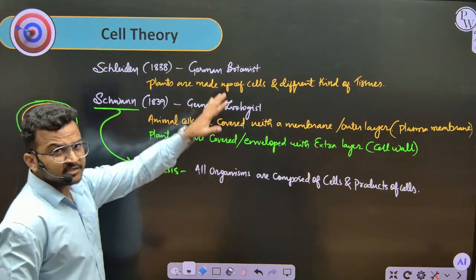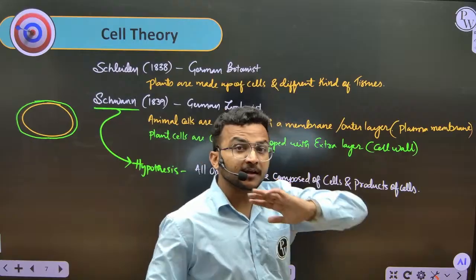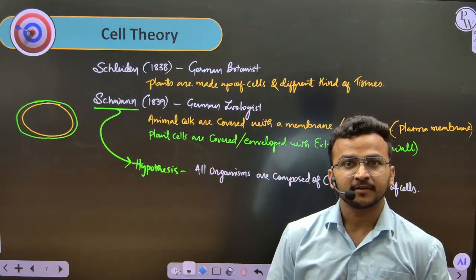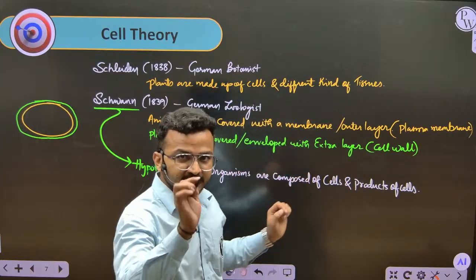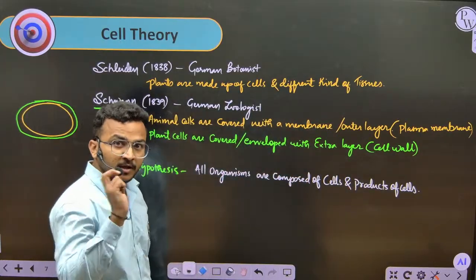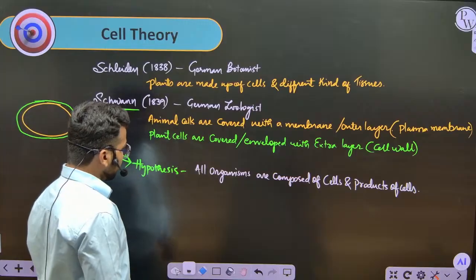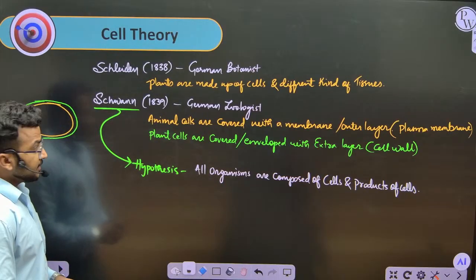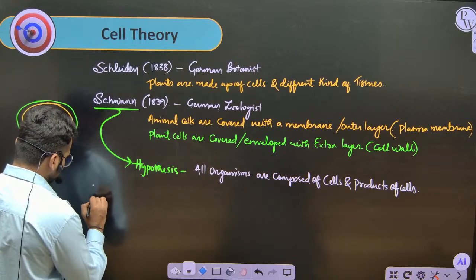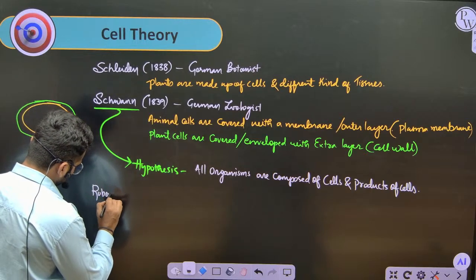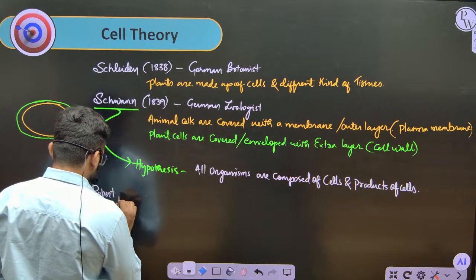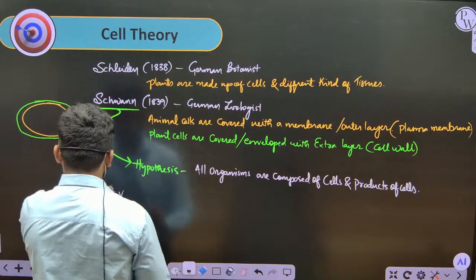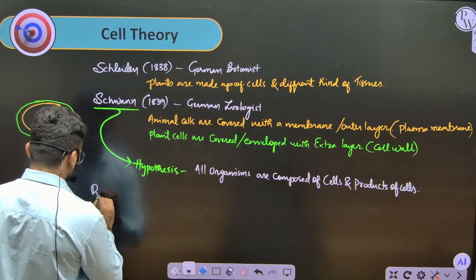And on this one paragraph alone, 8 questions have been asked, if you see the PYQ analysis. At the end of this session, we will be discussing some question answers related to previous year questions. So this was a hypothesis given by Schwann. Next comes another scientist named Rudolf Virchow.